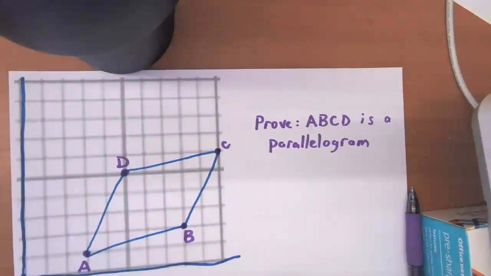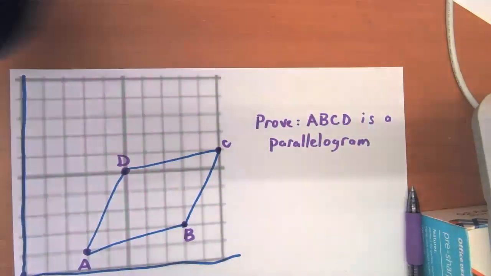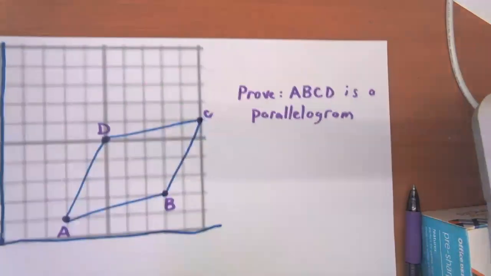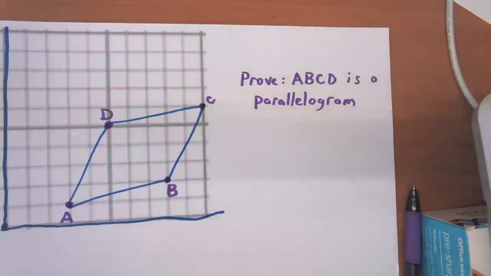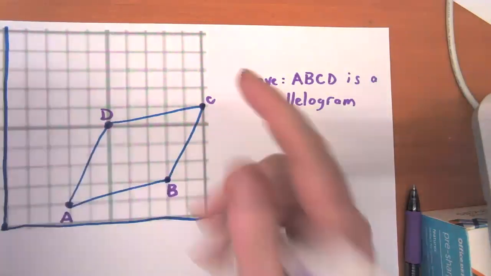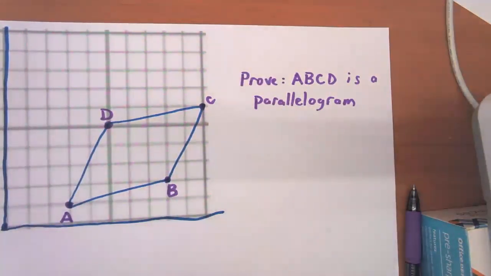So here I've got a Cartesian grid and I've got these 4 points here, and I want to prove that this quadrilateral ABCD is a parallelogram. All right, so this isn't like a proof where I've got some given statements. The only things that are given are these points in this diagram. Okay, so what information can I pull out of this diagram that's going to help me to solve this problem?